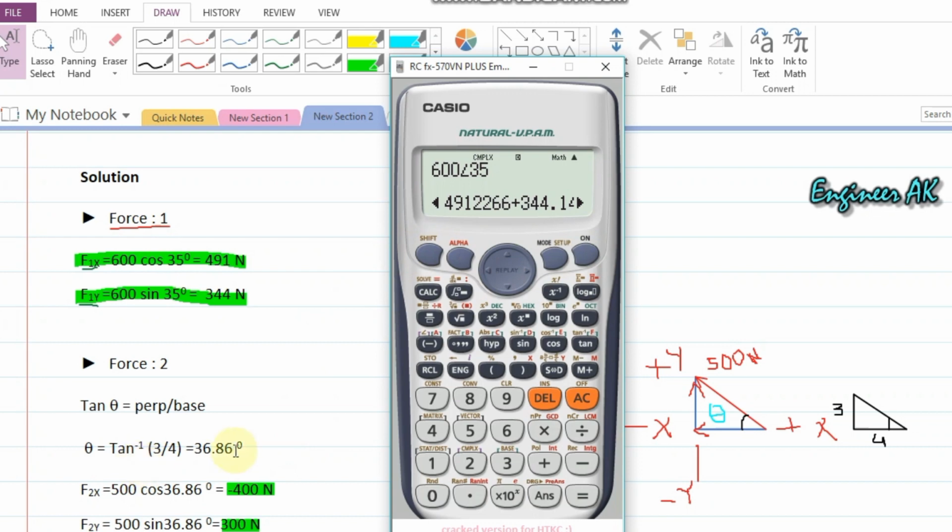Now for the second one, again the magnitude is 500, then shift angle, and the angle was 36.86 that we have found. The first component, x component, was 400, so you can see here it is also 400 Newton, and the second component was 299.9, or if you round it off, it becomes 300 Newton. So we can see that our answers are correct, and we have verified directly through the calculator. That is how you can verify it, right?